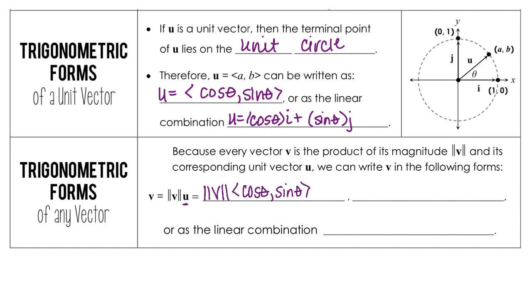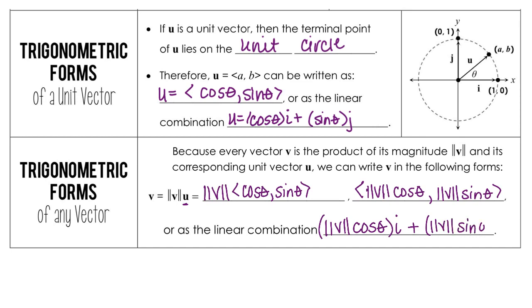And then we can go ahead and do that multiplication. So we can look at this as the magnitude of v times cosine theta, comma, magnitude of v times sine theta. And then we can also write this as a linear combination: the magnitude of vector v times cosine theta i, plus the magnitude of vector v sine theta j.